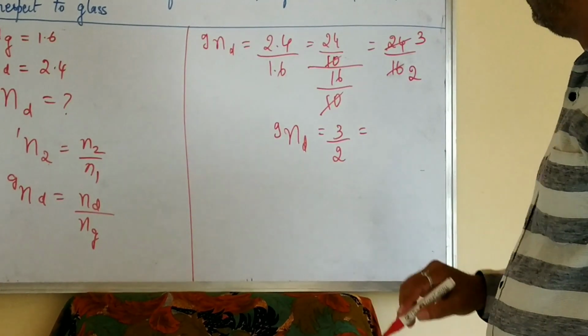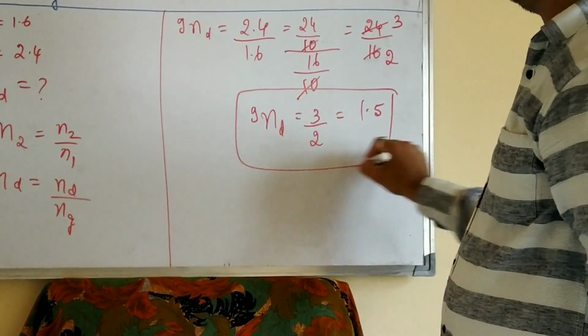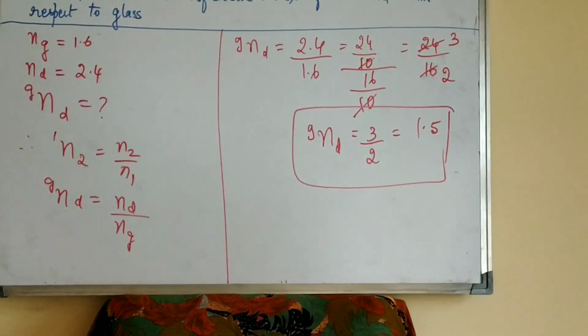How much is 3 by 2? 2 ones are 2, so it is 1.5. And you know that refractive index has no unit. It is a unitless quantity. Okay. Thank you.